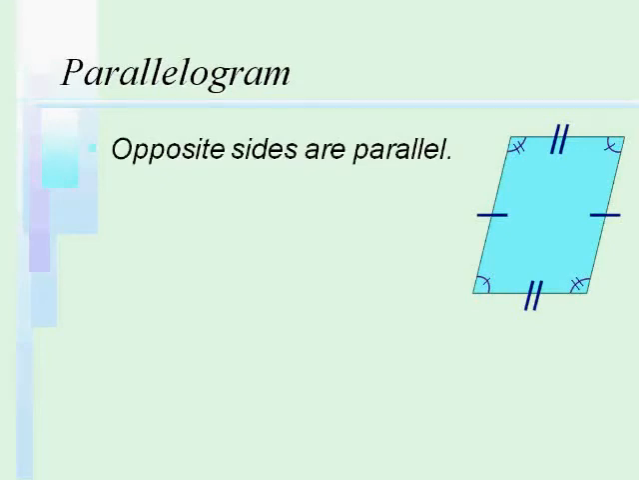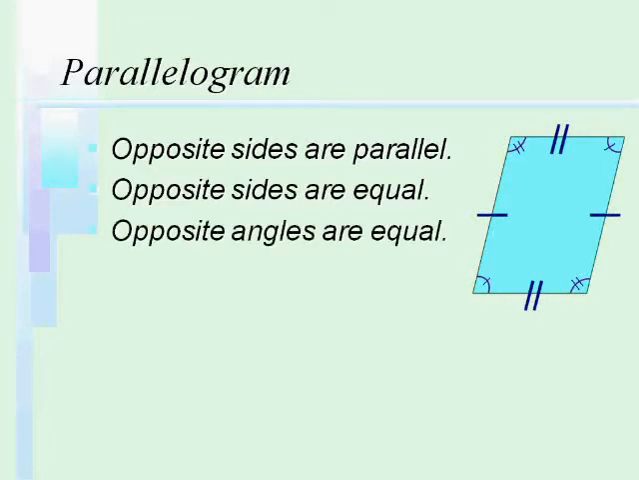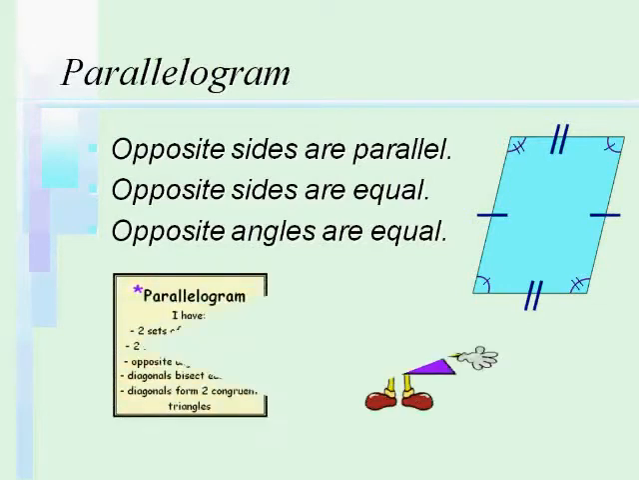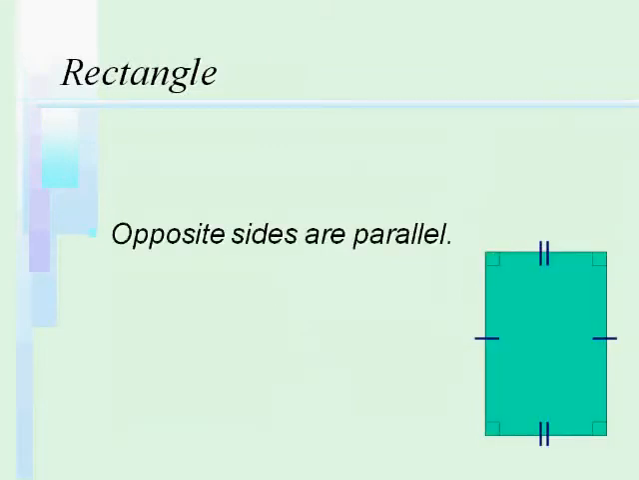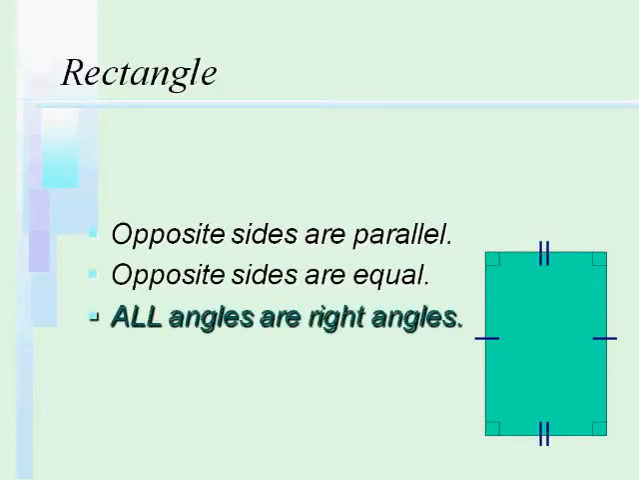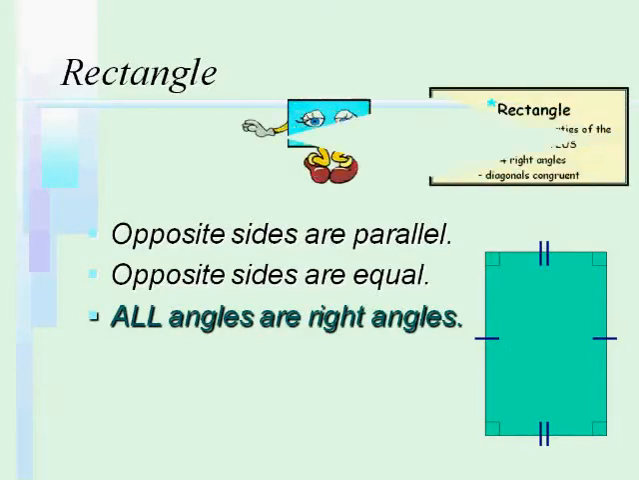So a parallelogram has opposite sides that are parallel. The opposite sides are equal. Opposite angles are equal. Then we have the rectangle, where the opposite sides are parallel, the opposite sides are equal, and all angles are right angles. So since they're all right angles, that means that the opposite angles have to be equal. So that means that the rectangle has all the same properties of the parallelogram.